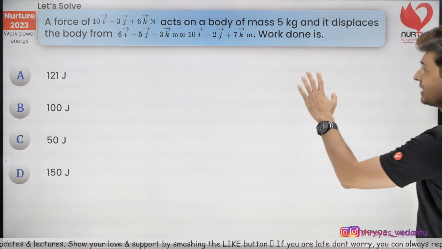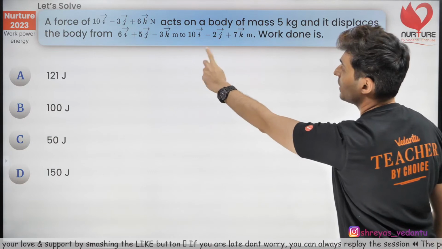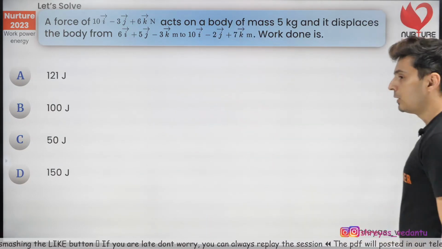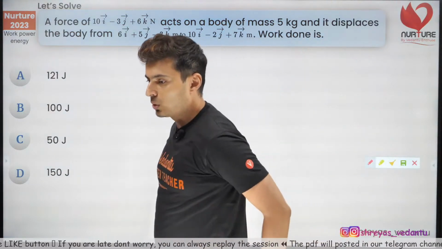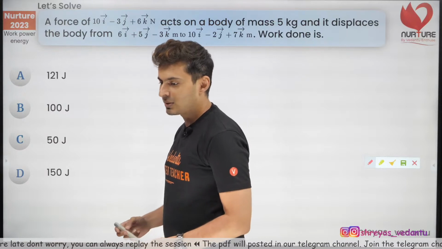Force of this much Newton acts on a body of mass 5 kg and it displaces the body from this to this. What is the work done? Let us see. How much is the work done? Hello, knowledge facts. You are late, bacha. Okay, come on. Now understood, says Jitesh.